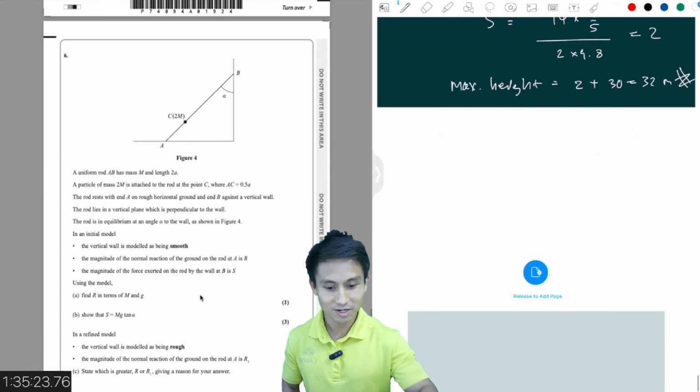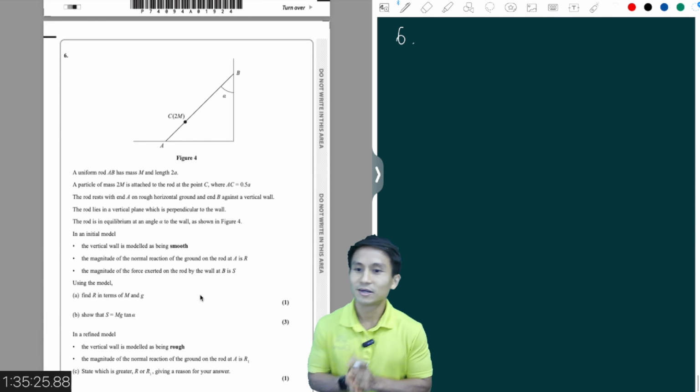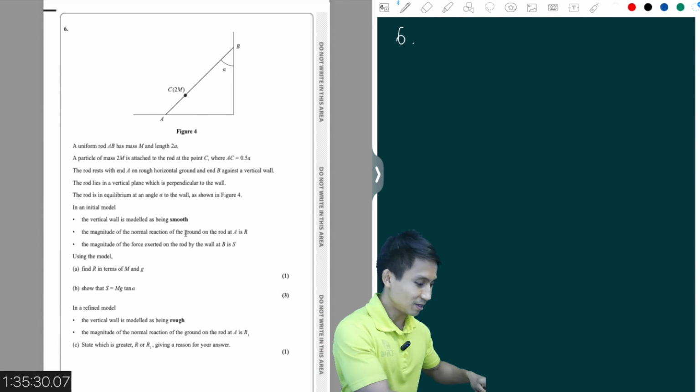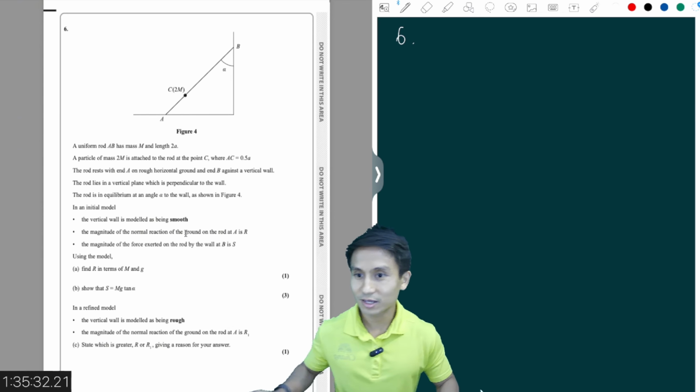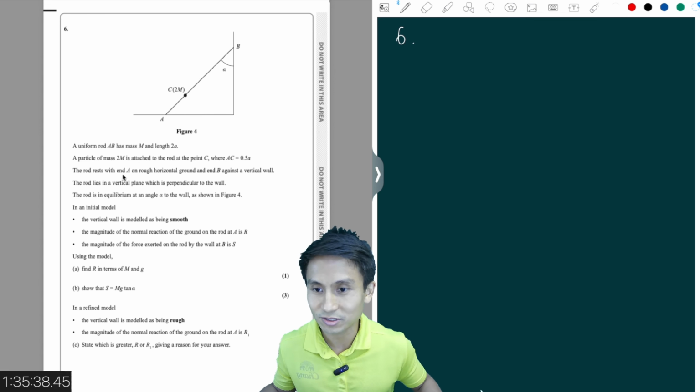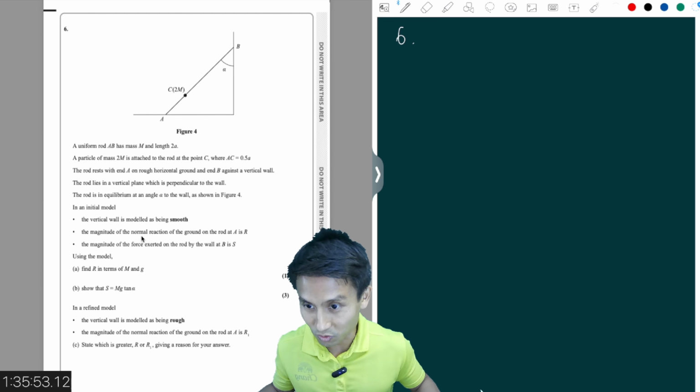And the last one here, number 6. Uniform rod AB has a mass M and length 2A. A particle of mass 2M is attached to the rod at C, where AC is 0.5. The rod rests with A on rough horizontal ground, and B against a vertical wall. The rod lies in a vertical plane. The rod is in equilibrium at angle alpha to the wall. The vertical wall is modeled as smooth.